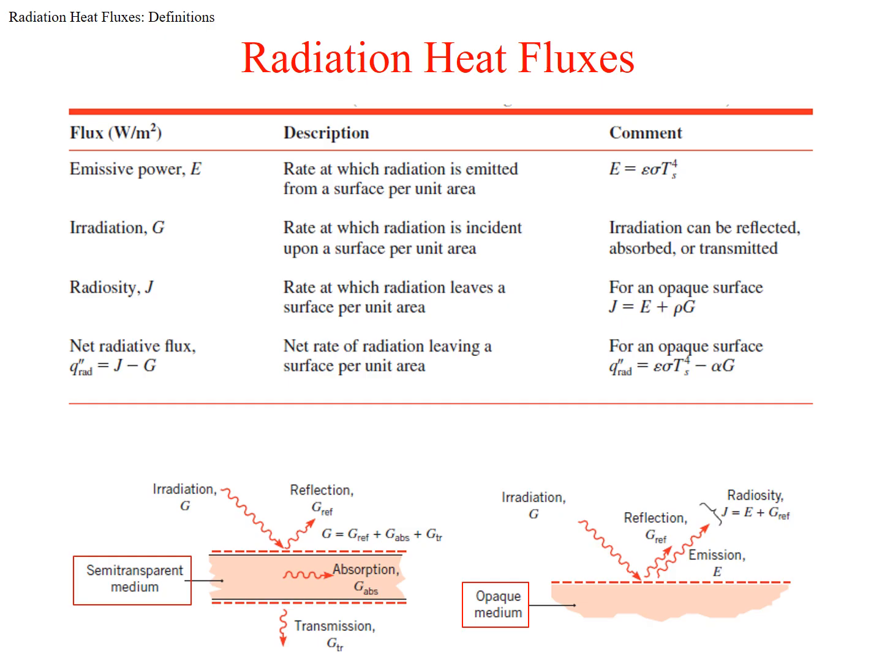So in this slide, a summary of radiation heat fluxes is given to you. I'm going to quickly go over some of these. We have seen all of these before. So the first is emissive power, which we show by E, and this is the rate at which radiation is emitted from a surface per unit area. This is the result of your surface being at a temperature that is higher than absolute zero. And depending on the emissivity of your surface, you will get different emissive powers.